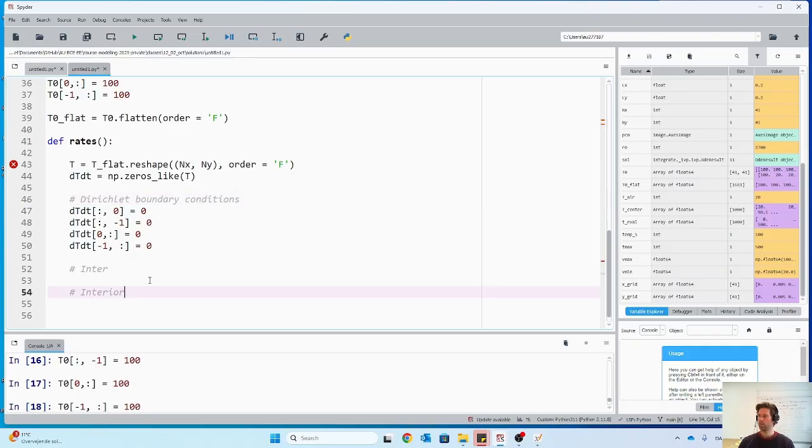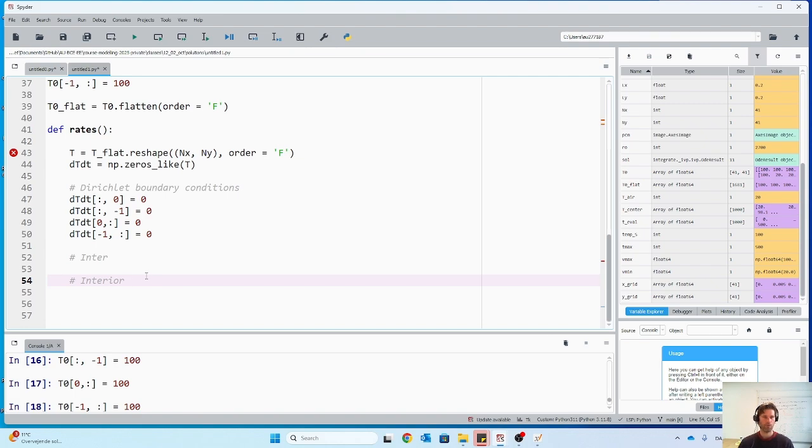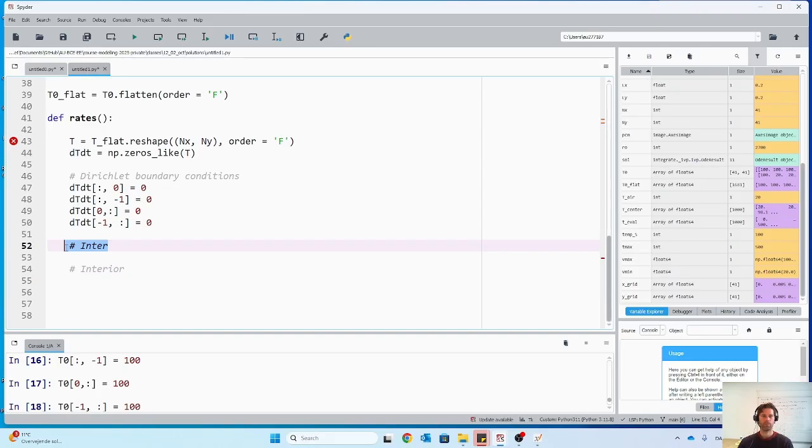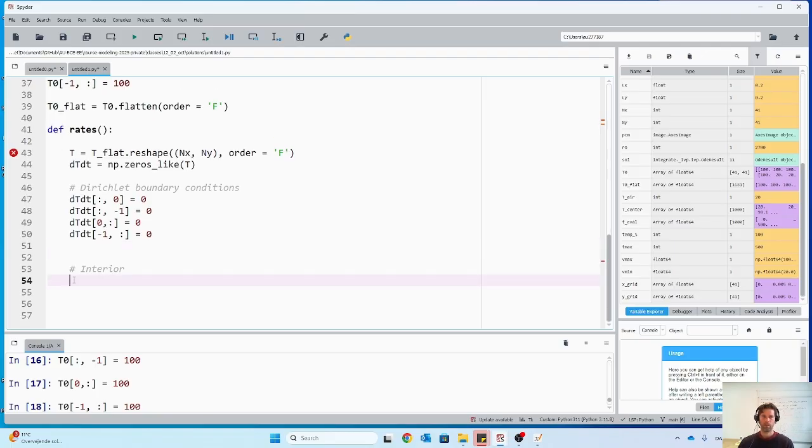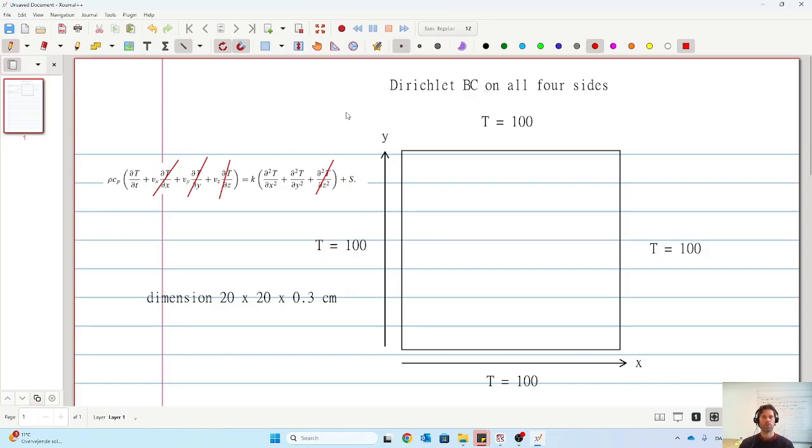Now we will go to the interior nodes. So all the ODEs that describe how temperature changes inside the plate, not on the edges. We have to model those now. We will do this by making a nested for loop. That means we have a for loop within a for loop. And why do we have to do this? Well, you have to think of it like this: you have different points, let's see if we can make some dots here.